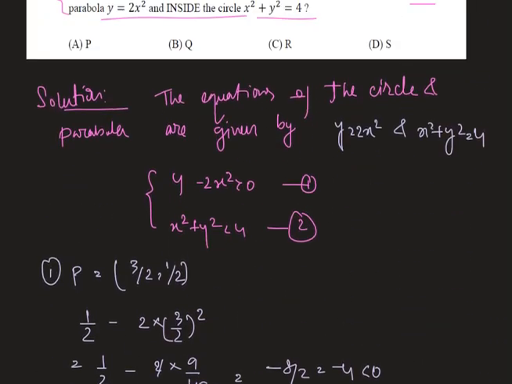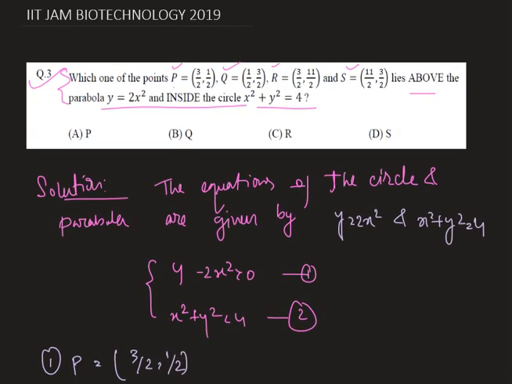Now, as this is an MCQ problem, there is only one correct option among these four given options, and we've already found our correct answer is option B, that means Q. But for this video, we also check other options. That means we also check for R and S.